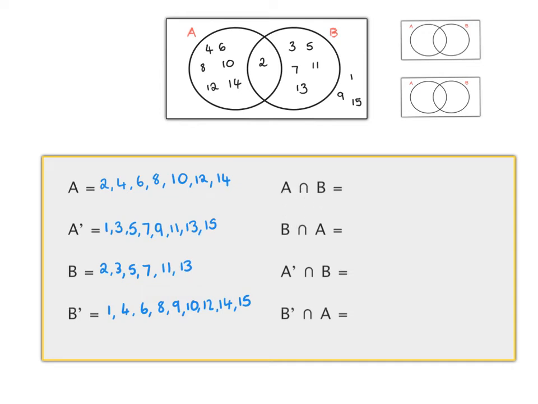Now, like before, the easiest way to do this is to have two separate Venn diagrams drawn. And then you're going to start off by shading in A in the first Venn diagram and B on the second Venn diagram. For A, we're just going to shade in the circle A, and for B, the circle B. Now, because it's intersection, it needs to be the area that is shaded in both of these diagrams, and the only bit that is shaded in both is the centre. So A intersection B is going to be 2.